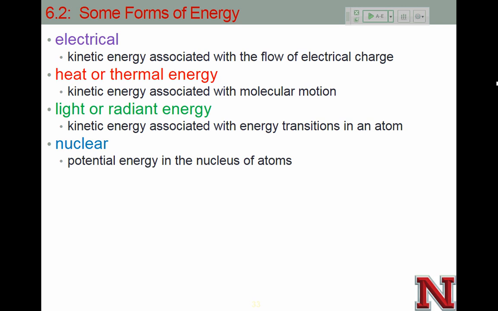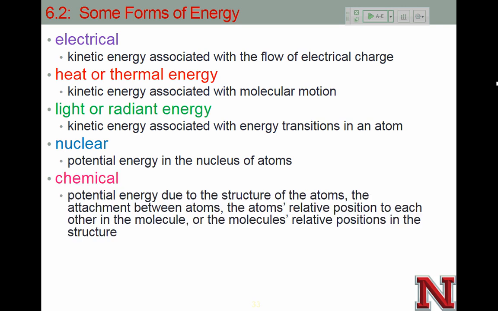Nuclear energy is the potential energy in the nucleus of atoms. That makes sense. And then chemical energy is our potential energy due to the structure of our atoms. So a chemist will be able to not only understand heat and thermal energy associated with reactions, but also look at a chemical compound and assess the potential energy due to the stability or instability of the chemical structure. And you're going to get there.